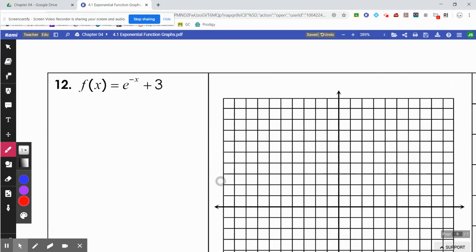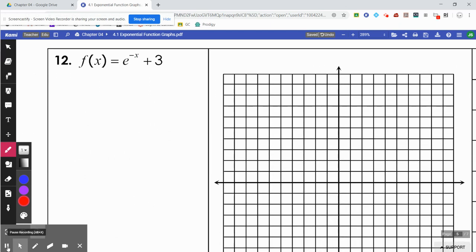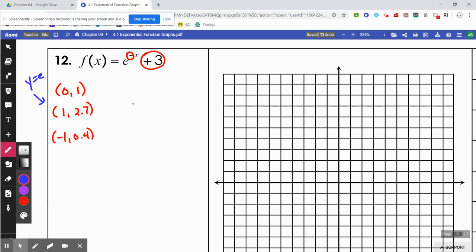Next graph. e to the negative x plus 3. Again, we could take, and I believe that's what I'm going to do, I'm going to take my parent function. There's only 2 basic transformations here. We're going to flip our point across the y-axis, flip it horizontally, and then move it up 3. So here's some points that are on your original function. And again, that parent function that I pulled these from was y equals e to the x.